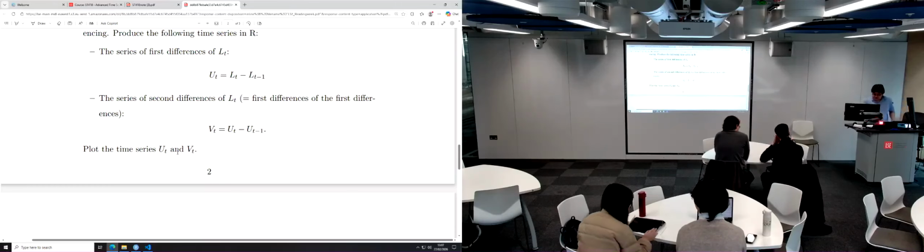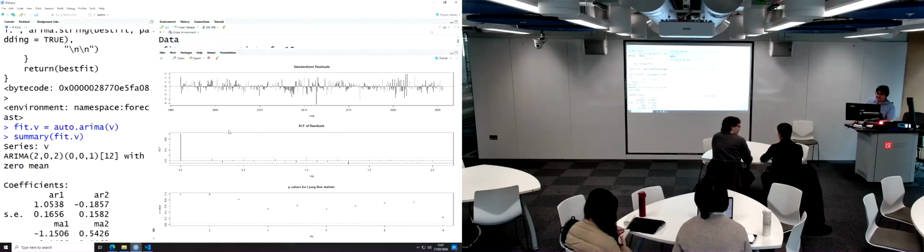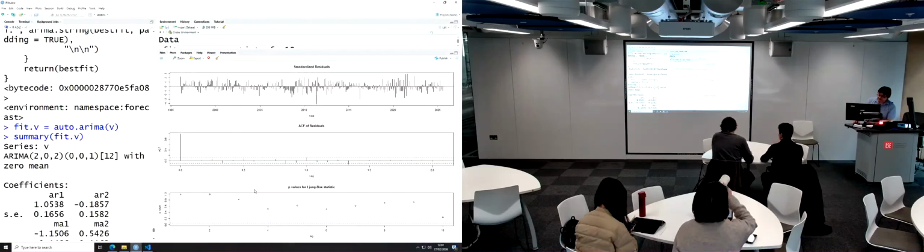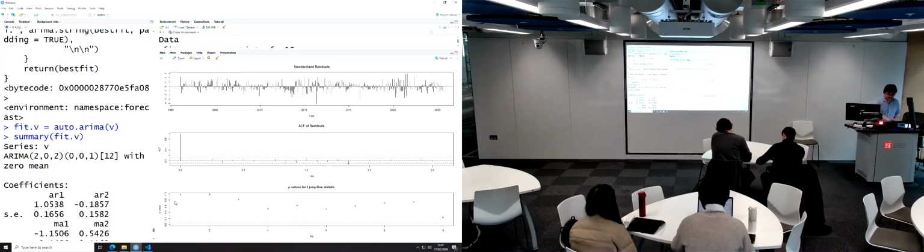Okay, so let's get back to the lecture. Now, the diagnostic plot. So ACF residual, I've explained that. Standardized residual is basically the residual divided by the square root of its variance. Now, what is the Ljung-Box statistic? I'm going to introduce that.